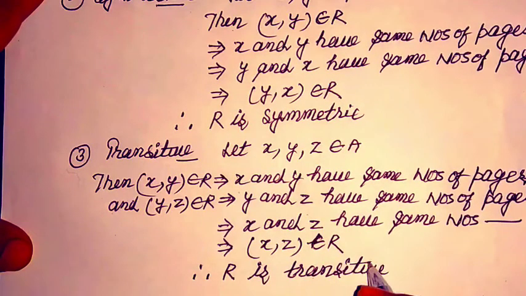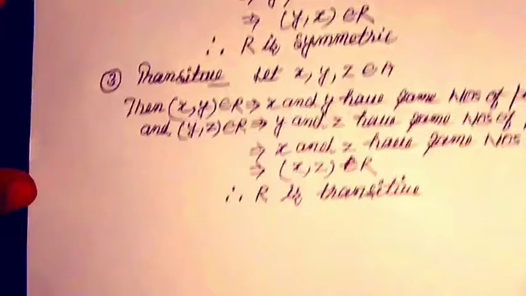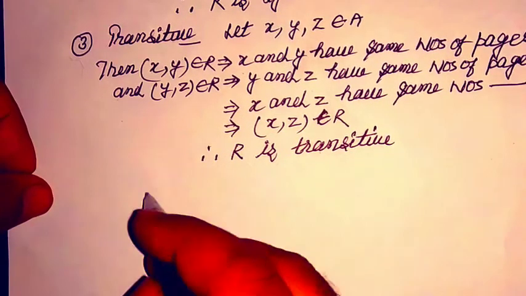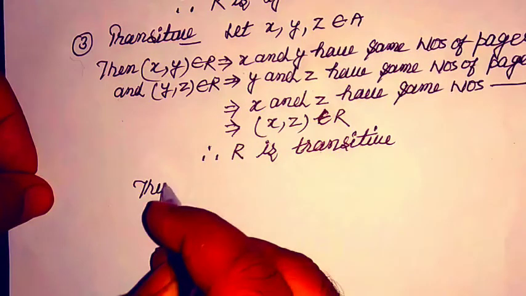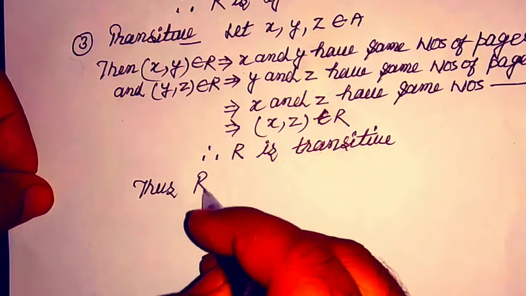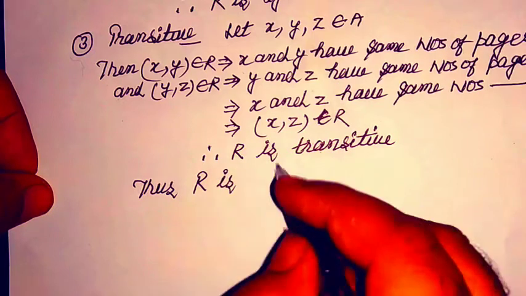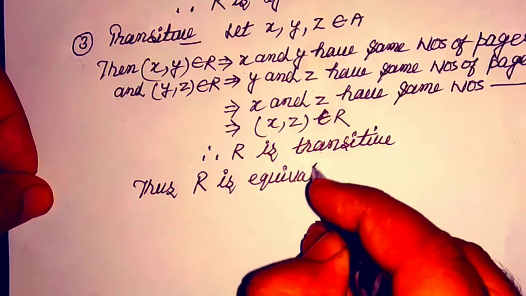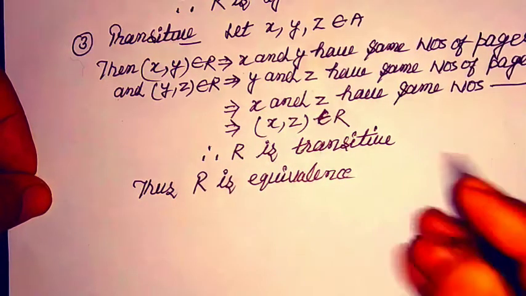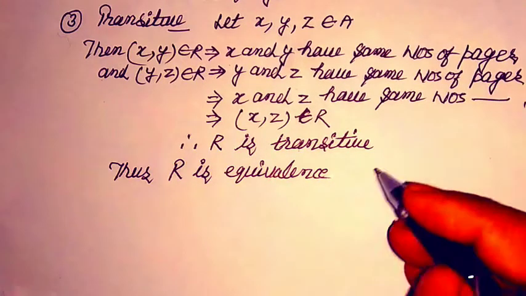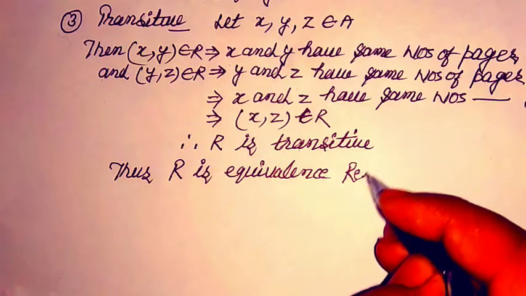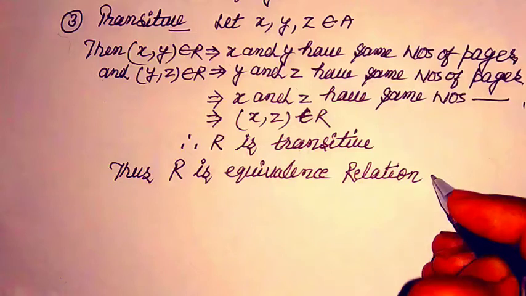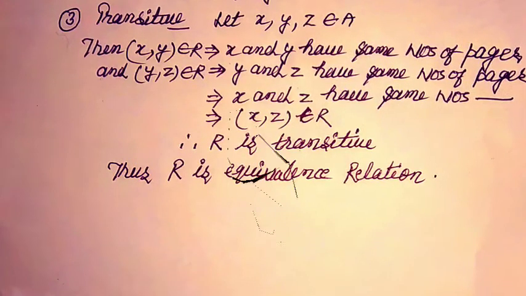So you can prove above that R is reflexive, symmetric and transitive. Therefore we can say, thus, R is an equivalence relation, isn't it? Now see the next question.